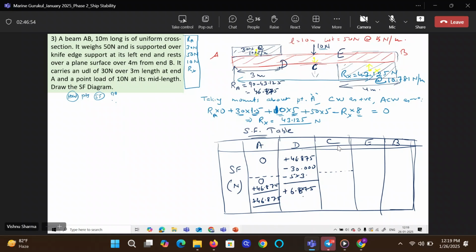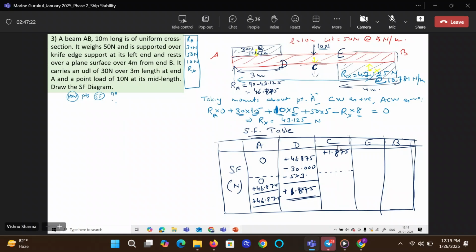1.875. Am I right, guys? Correct. 1.875. Okay, my mistake. We carry forward this plus 1.875 here. If I make any mistakes, it will not be zero at B. Don't worry. The question will bring me back to my table again if I make a mistake.